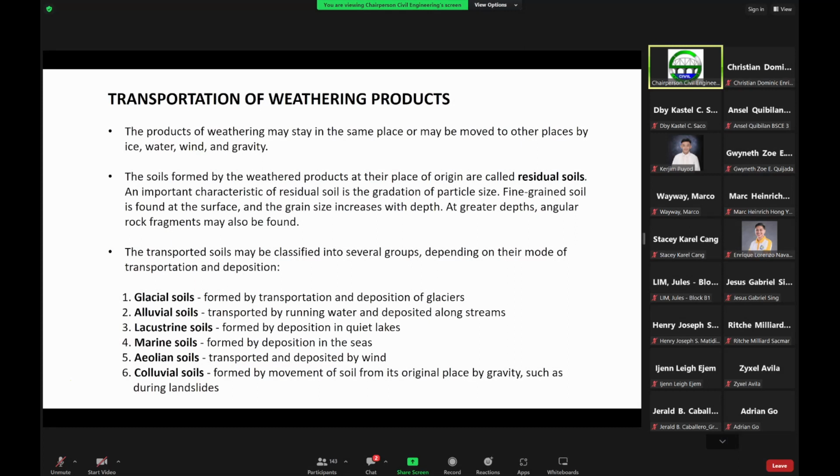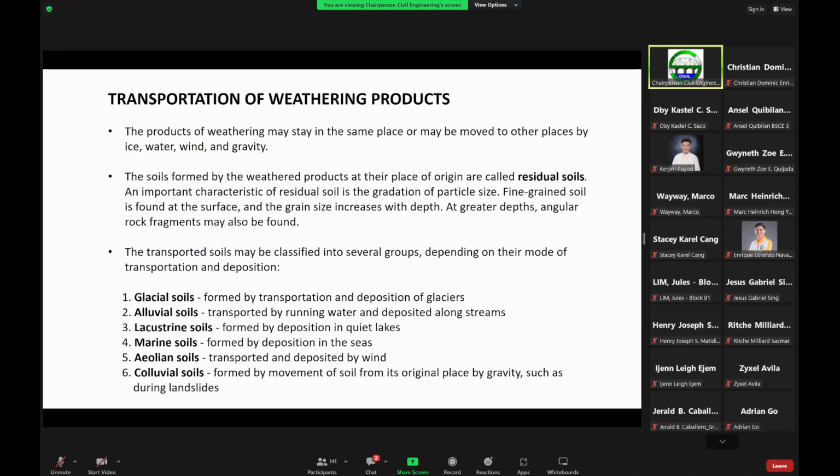Now, an important characteristic of residual soil is degradation of the particle size. When we talk of residual soils, fine grain soil can be found at the surface, and the grain size increases with depth. So you can probably have clays and silts on the surface, but as you go deeper in that residual soil profile, you can have sands or gravels. Then as you go deeper, you can have cobbles and boulders and so on, in such a way that at greater depths, angular rock fragments may also be found.